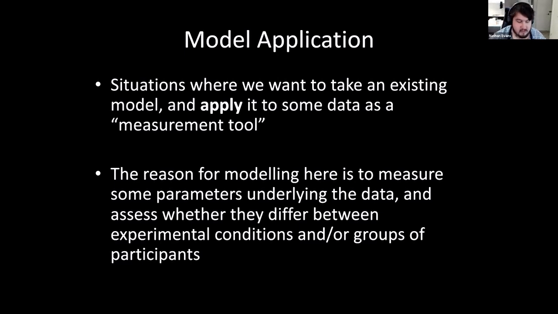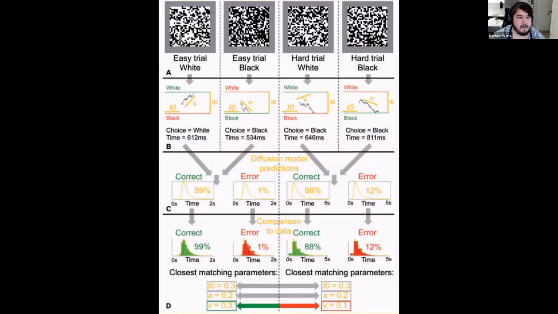experimental groups or conditions. And so going back to this schematic before, I had easy trials here and I had hard trials here, right? And as we go through the process, the model makes predictions about it. Here are the distributions of predictions and matching them to the data. At the end, you get to some parameter estimates, right? And they're the closest matching parameters, right? The ones that the model predictions that most closely match the distributions that we see in the data.